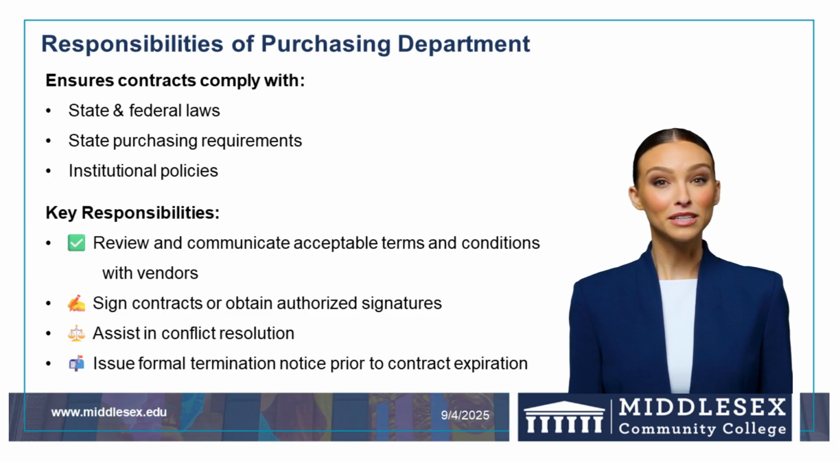Key responsibilities include reviewing and communicating terms and conditions, reviewing contract language, and working with vendors to clarify or revise terms as needed. Signature authority. Purchasing either signs the contract directly or secures the appropriate authorized signature. Conflict resolution. If issues arise during the contract period, purchasing helps mediate. Formal terminations. Issue formal termination notice when a contract is terminated prior to contract expiration.